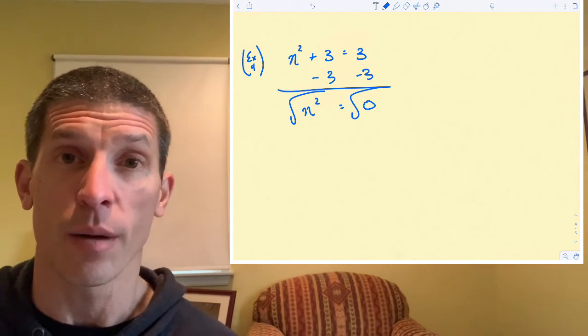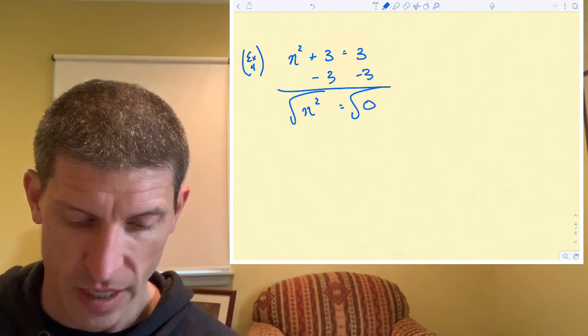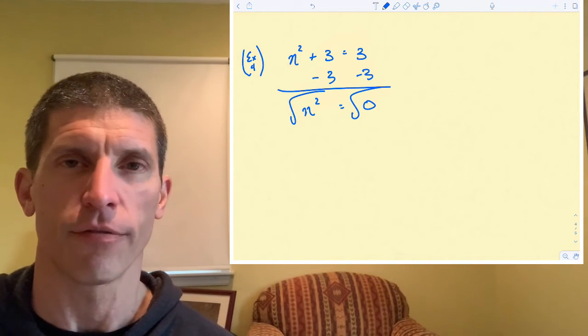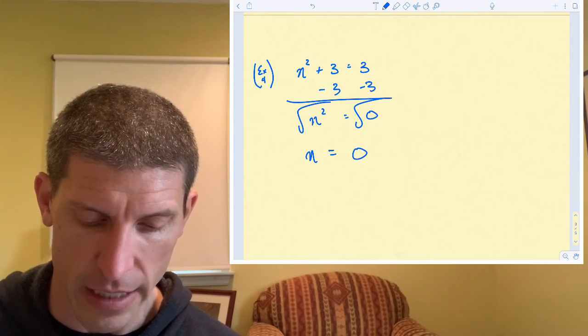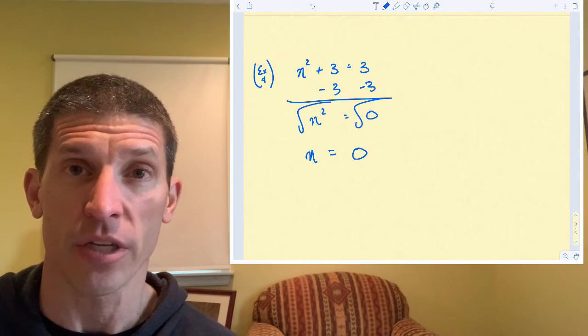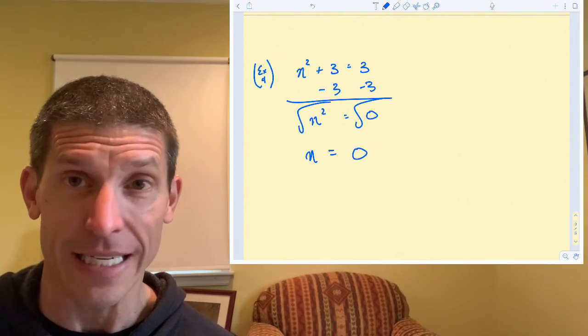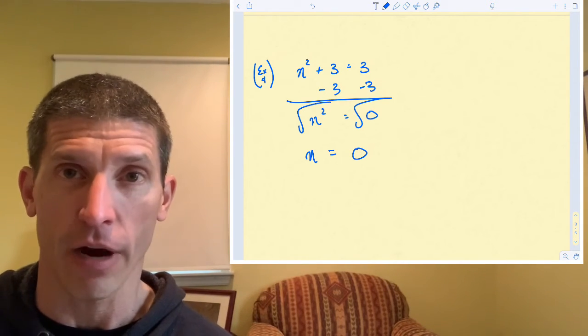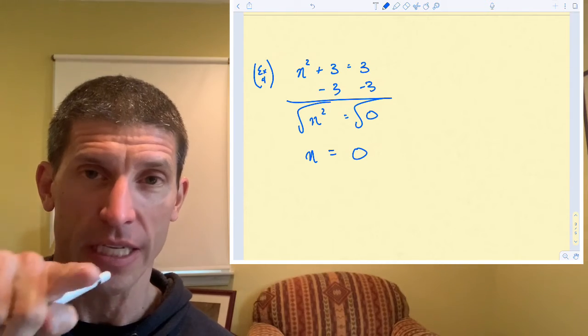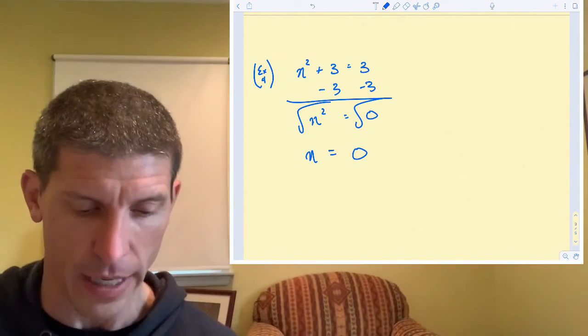All right, so I need a number times itself equals 0. 0 doesn't hold a positive or a negative value. It's not positive or negative. It's just 0. So I'm going to say n is 0, and there's no reason to put plus or minus, which means this is an example of a one-solution equation, right? If I graph this thing, it would come down, it would touch at exactly one spot, and then it would probably go right back up again.